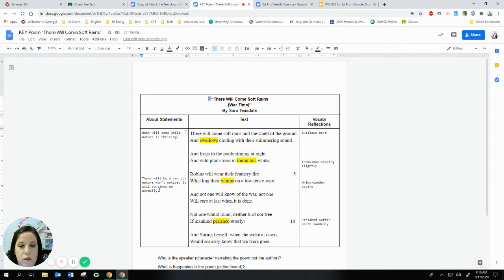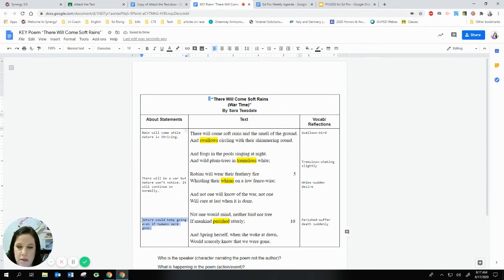Not one would mind, neither bird nor tree, if mankind perished utterly, and spring herself when she woke at dawn would scarcely know that we were gone. So in this one, it seems that just like before, nature wouldn't notice if there was a war or when it was done. They also wouldn't even notice if mankind perished. So if there was no longer humans, nature would still go on without us, okay? And would probably not even really notice. So nature would keep going even if humans were gone.